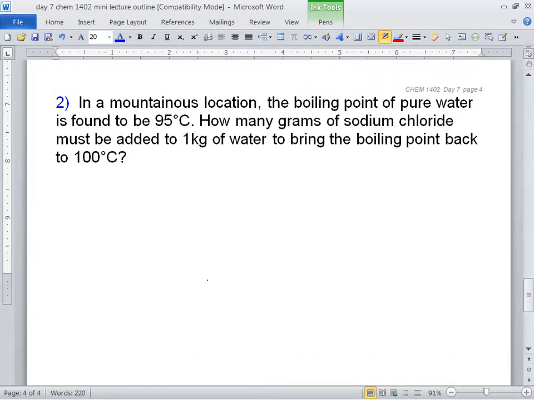Okay, setup number 2. See if you can get number 2. We've got about 5 minutes. At a mountainous location, the boiling point of pure water is 95 degrees Celsius. Makes sense because there's less atmospheric pressure. As you heat up the liquid, the vapor pressure reaches atmospheric pressure a lot sooner, so it boils sooner. How many grams of sodium chloride must be added to a kilogram of water to bring the boiling point back to 100? So they want to boil it like the people at sea level. But they have to add a solute. They're going to add salt, sodium chloride.